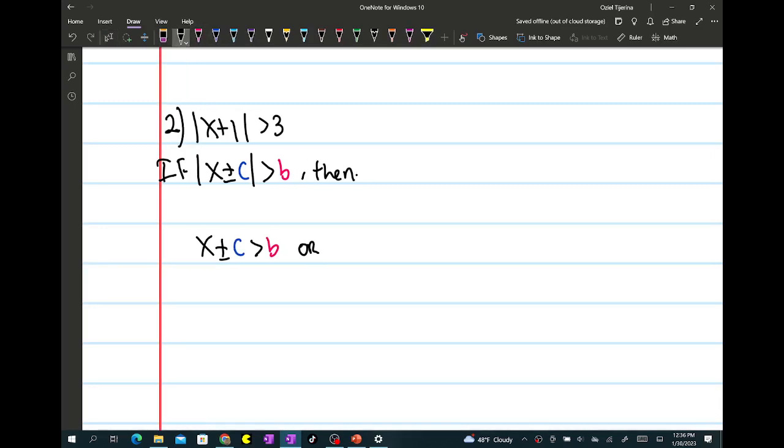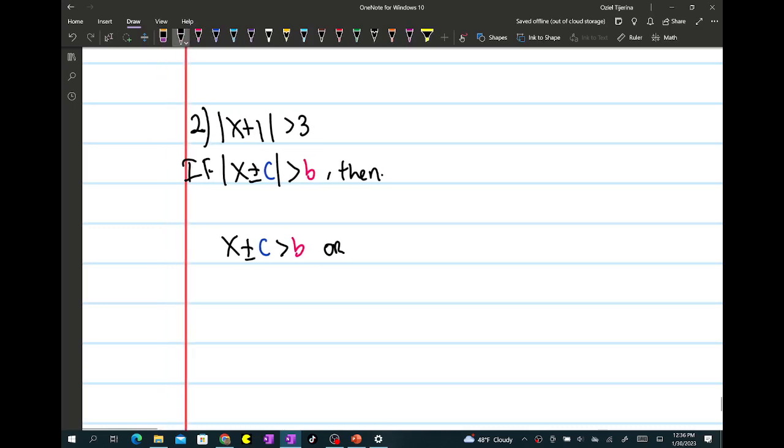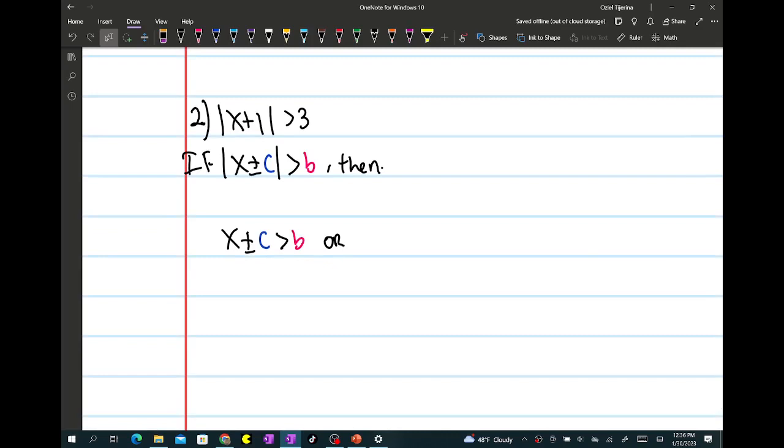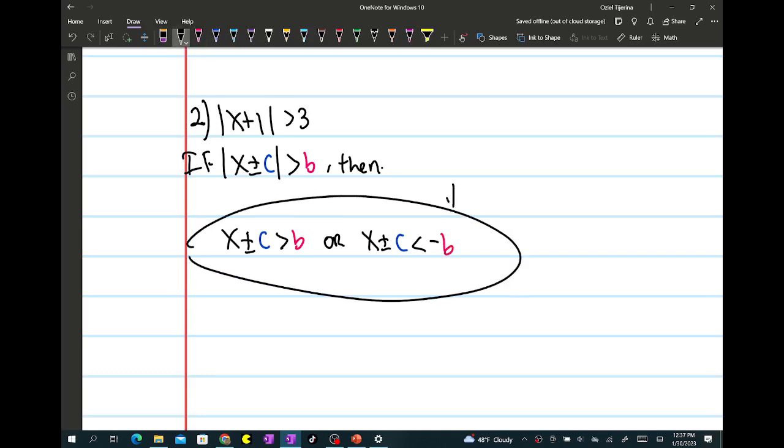Actually, wait, hold on. It would be x plus or minus c is less than -b, right? So really, it'd be -b like this. So we're going to use this rule, right? This is a rule that we use.